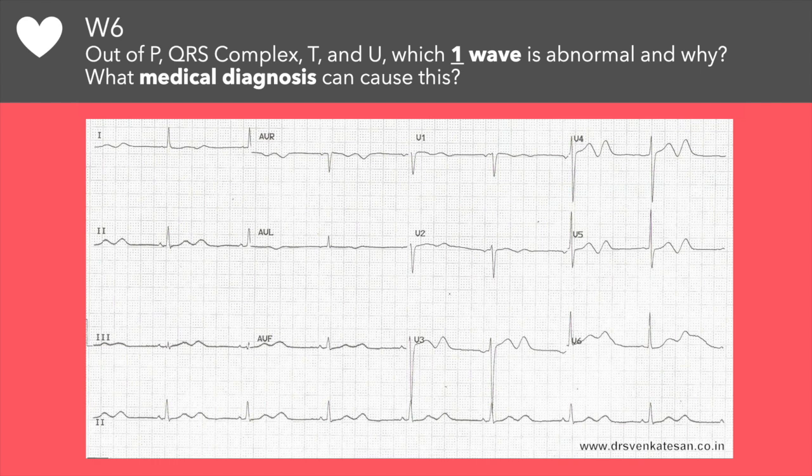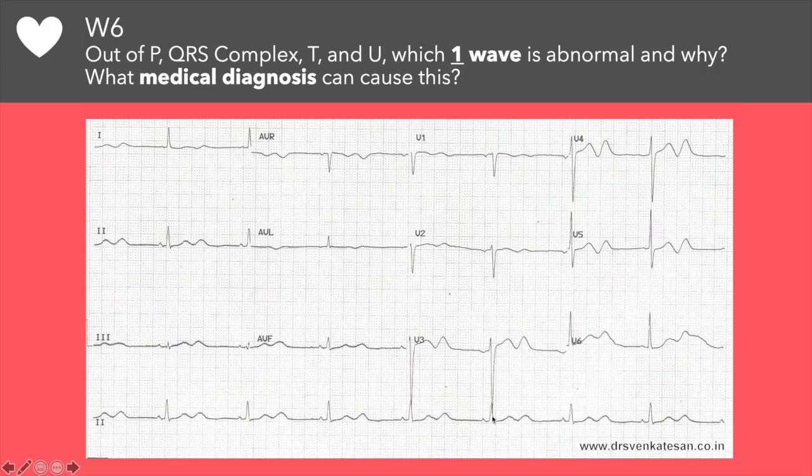W6, out of P, QRS complex, T, and U, which one wave is abnormal and why? What medical diagnosis can cause this? This one is actually the prominence of the U wave. This ECG is from hypokalemia. A prominent U wave is 5 millimeters or more, or as tall as the T wave. Causes include bradycardia, hypokalemia, hypocalcemia, hypomagnesemia, hypothermia, LVH, and HOCM.